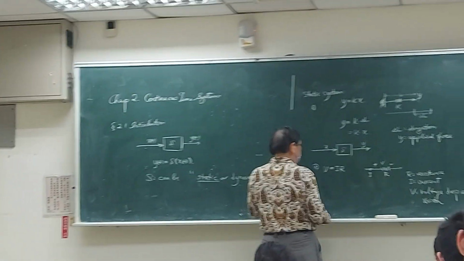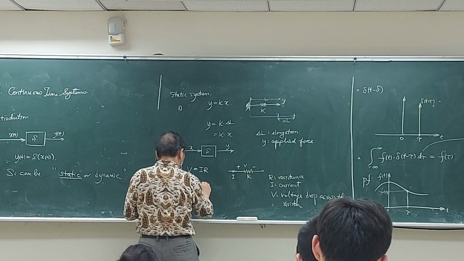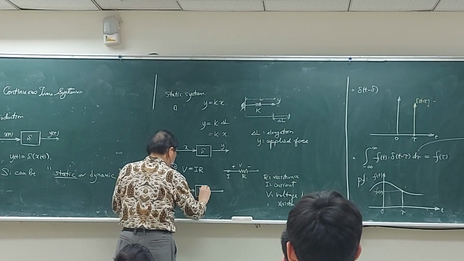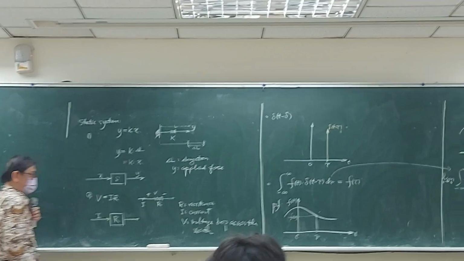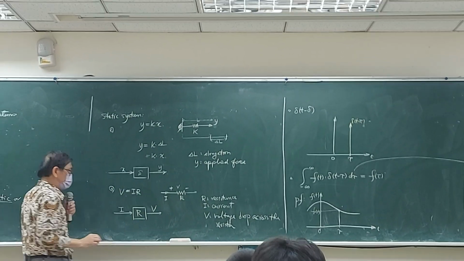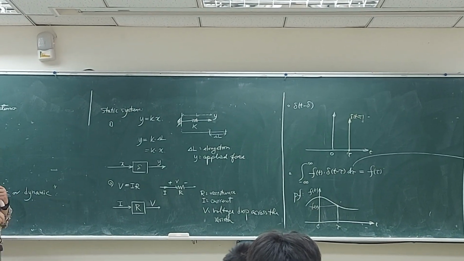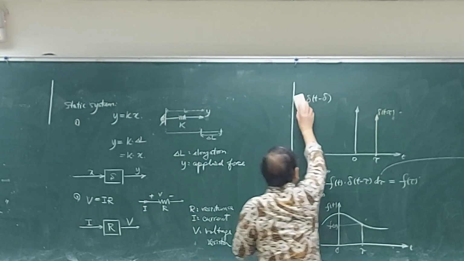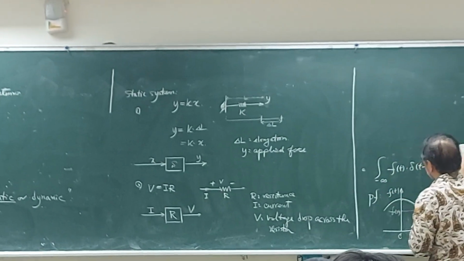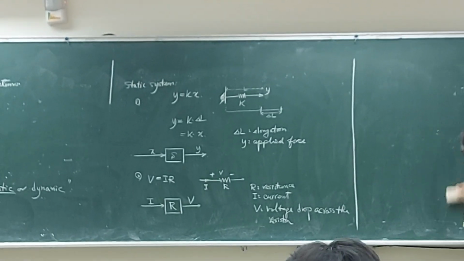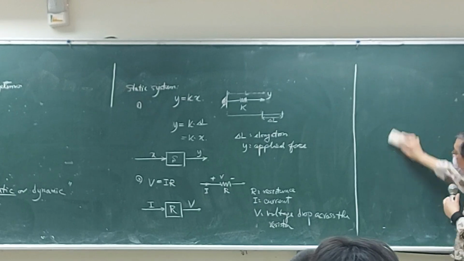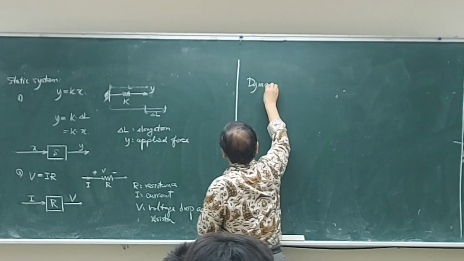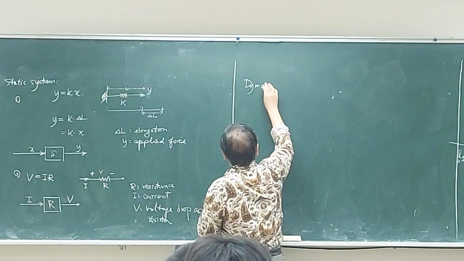Okay. So now we have, if I have the current, then I can figure out the voltage drop. Right? So this is another simple steady system. What about dynamic system? Dynamic.